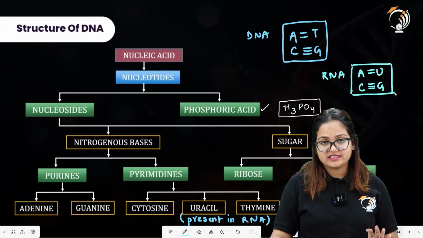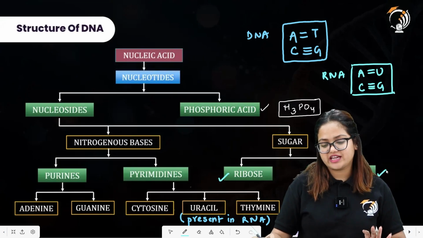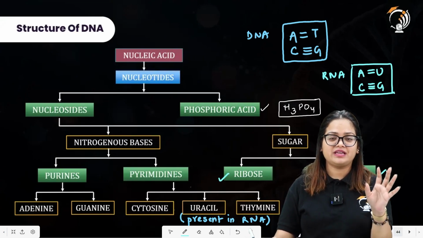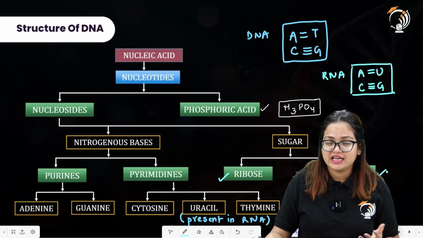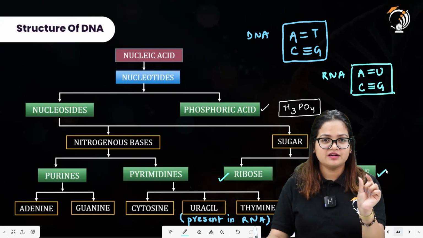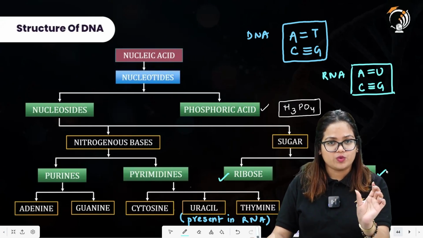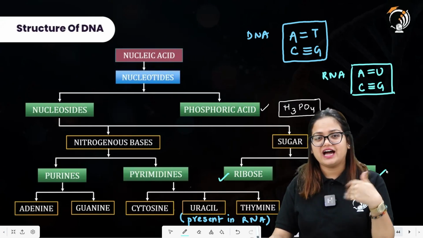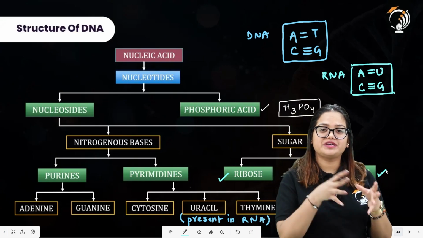On the other hand, we have the sugar. It can be a ribose sugar, it can be a deoxyribose sugar. Ribose sugar will be considered whenever we talk about RNA. What is the full form of RNA? That is ribonucleic acid. And what does the ribo term mean here? The ribose sugar is being represented in the term as ribo. So ribonucleic acids are RNAs. Deoxyribose sugars constitute DNA.